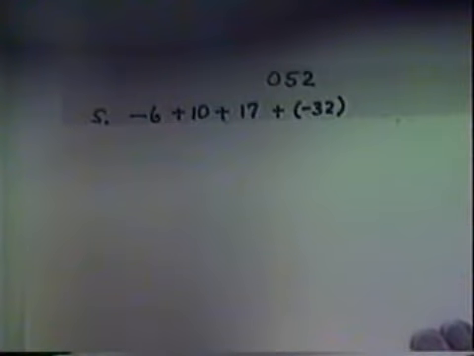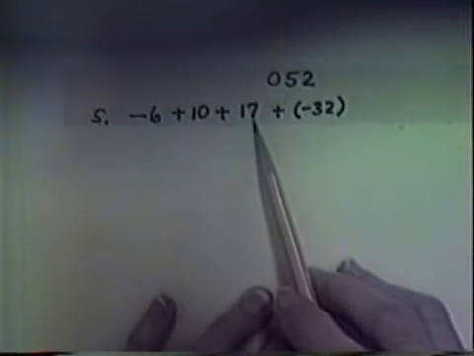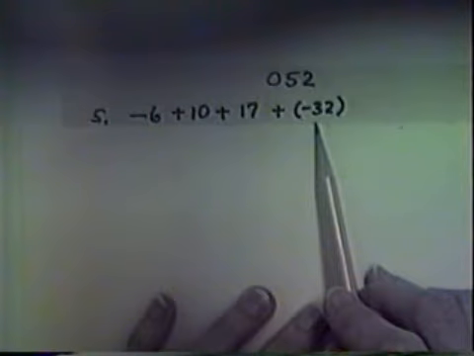Our rules tell us how to add two numbers, but we don't have to stop with adding two numbers. As you know from arithmetic, it's often asked that we add more than two numbers. So let's do that here. We'll add negative 6 plus 10 plus 17 plus negative 32.